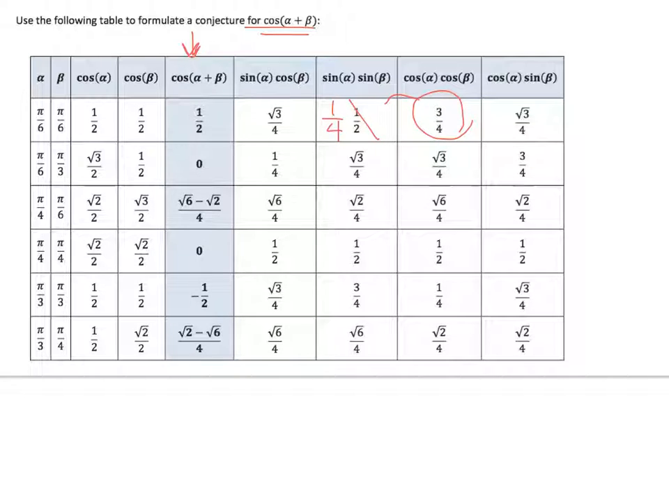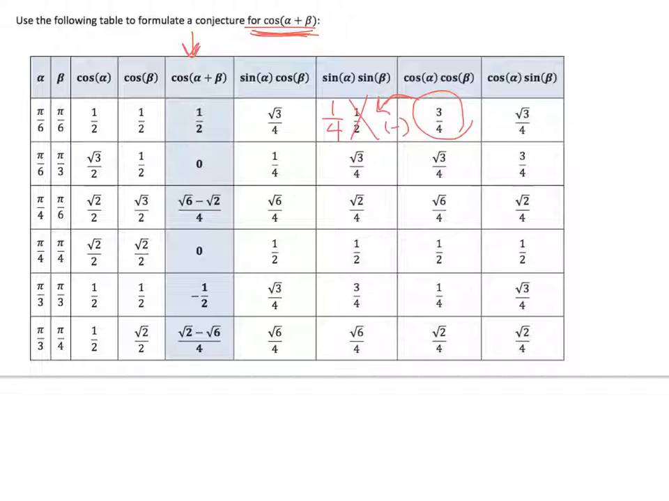Sorry, I found another mistake. Makes me wonder how many mistakes there are. If you look at the previous table, the one that we just finished filling in, sine alpha times sine beta is actually 1/4. So if I'm looking for a formula for cosine of alpha plus beta, I can do 3/4 minus 1/4.